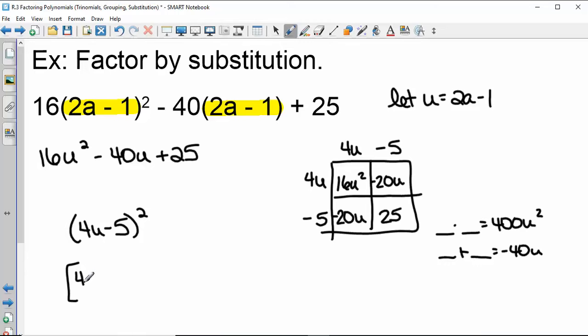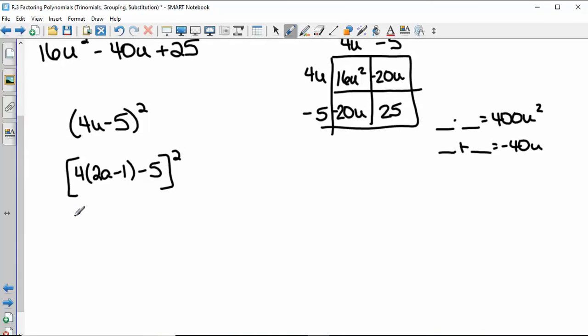Replace the u with 2a minus 1. So that gives us 8a minus 4 minus 5, or 8a minus 9 squared.